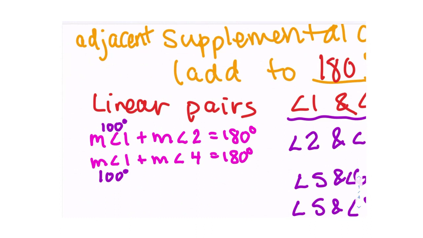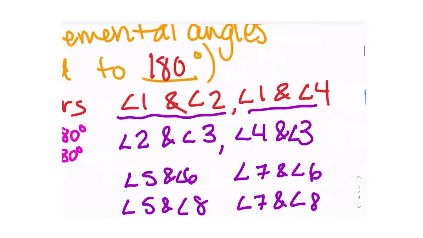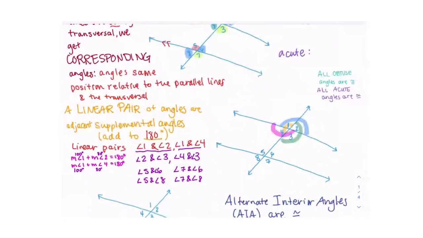Yep, 80. So both of them would have to be 80. If this was 100 degrees, then this would have to be 100 degrees, and this would have to be 80 degrees, and this would have to be 80 degrees. And because they are corresponding, angle 1 and angle 5 are also 100 degrees, and this is also 100 degrees, and this is also 80 degrees, and this is also 80 degrees.